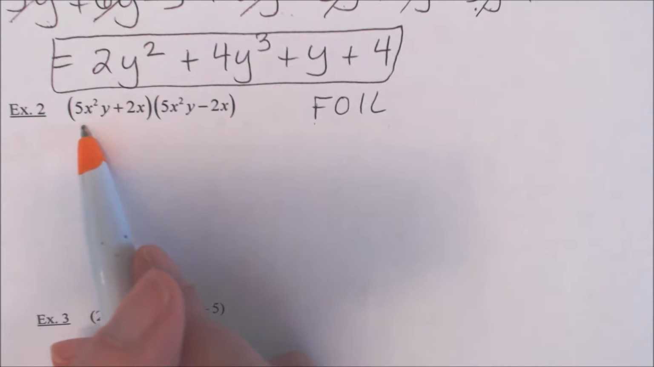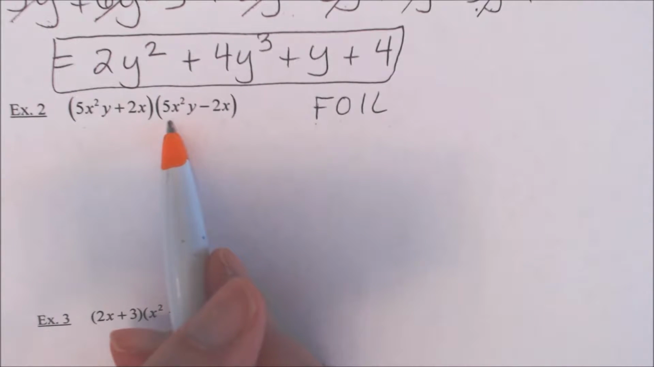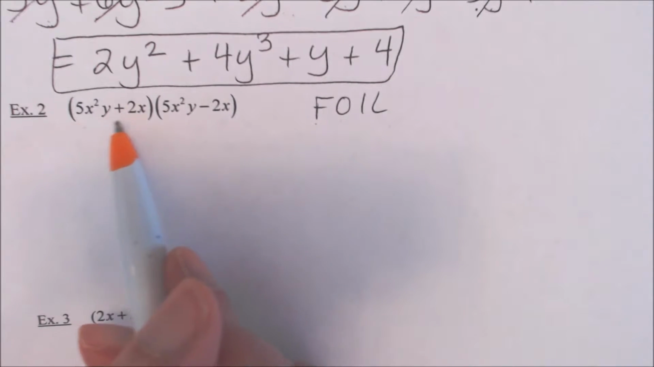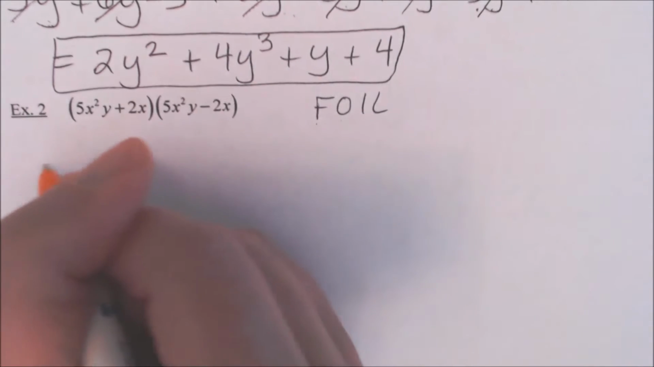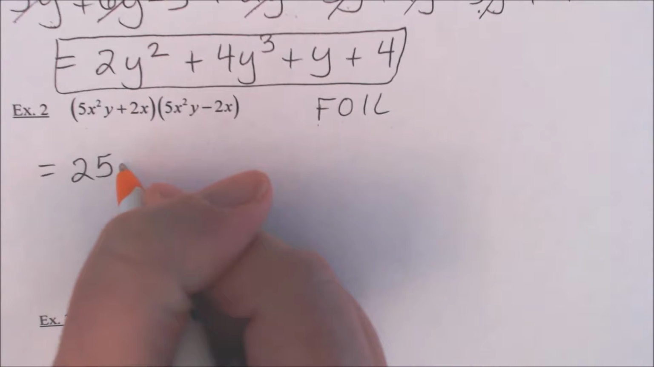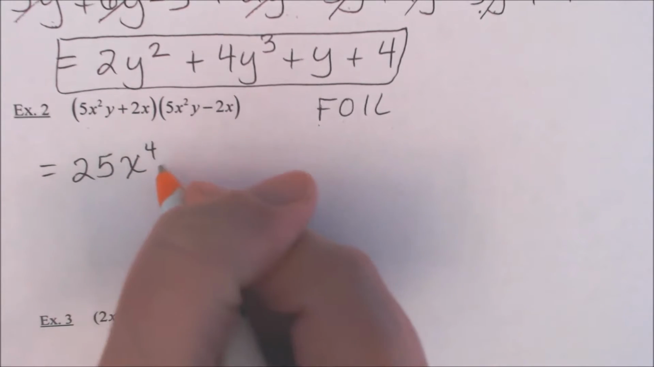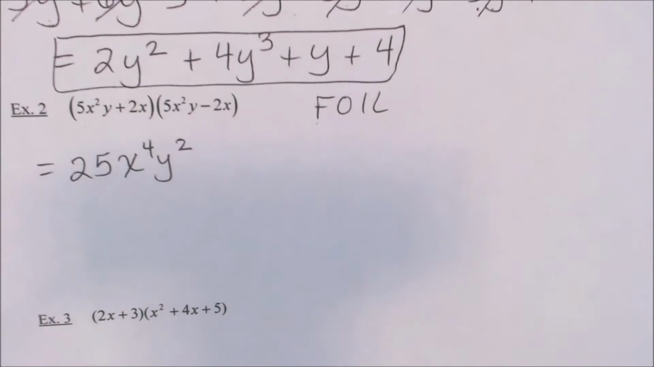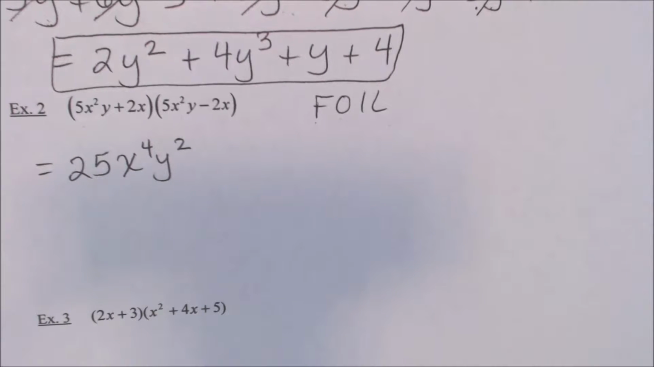The first terms are 5x squared y and 5x squared y. So we're going to multiply 5x squared y times 5x squared y. That gives me 25. We have to add the exponents since we're multiplying the terms. So that's x to the fourth, y to the second. That takes care of the F in FOIL. Those are the first terms.